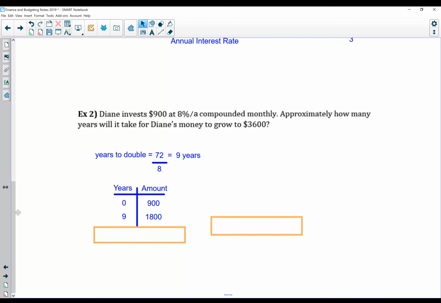Here. So after 9 years, I get to $1,800. And so if I want that money to double again, I'm going to have to get to 18 years, and my amount will be 3,600. Basically what happens is my amount of money just doubles every time. And I know that because of the Rule of 72, each time it doubles, it takes 9 years. So it's going to take 18 years for Diane's money to grow to $3,600.